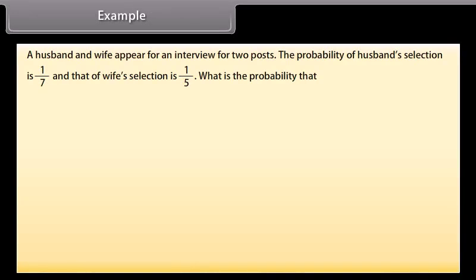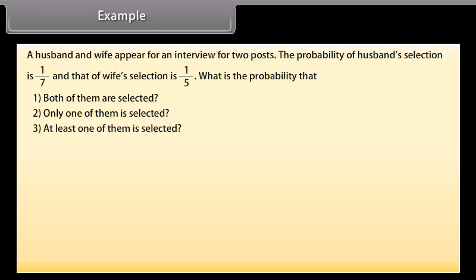Example. A husband and wife appear for an interview for two posts. The probability of husband's selection is 1 by 7 and that of wife's selection is 1 by 5. What is the probability that 1. Both of them are selected. 2. Only one of them is selected. 3. At least one of them is selected.